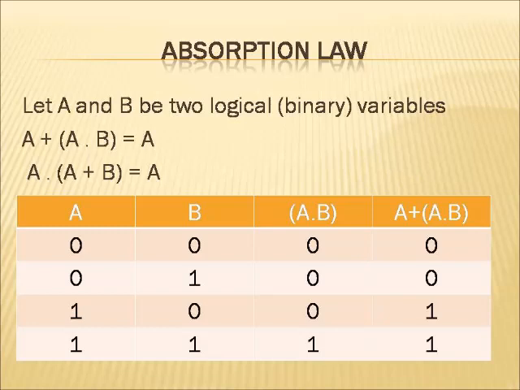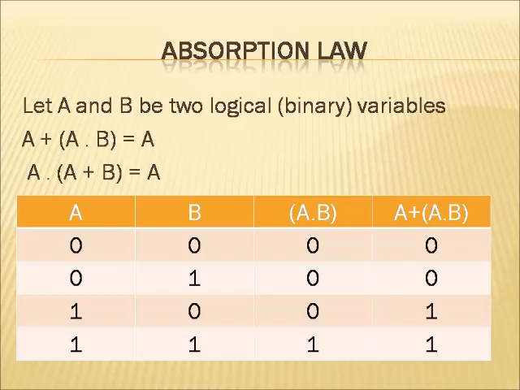Okay, next one is the absorption law. According to the absorption law, A and B are two logical variables. So we can say A + A · B is equal to A, and A · (A + B) is equal to A. The first absorption law I have verified using the truth table method. For the last few laws, I am just verifying only the first part. I am leaving the second part for you to do as homework. The same way you can prove the second part of the absorption law, that is A · (A + B) is equal to A, using the truth table method.